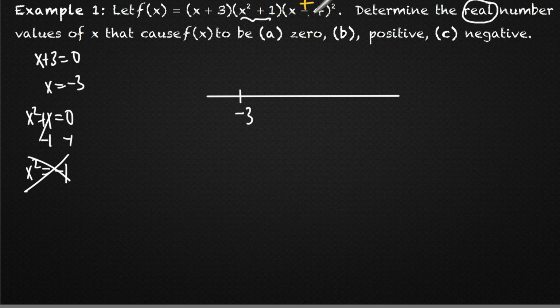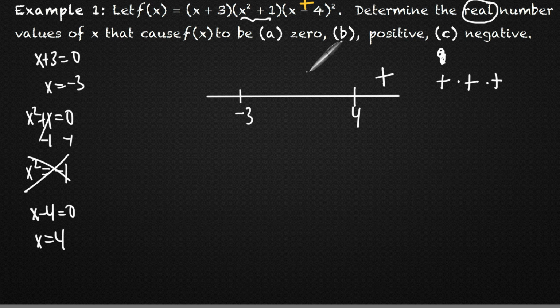Now, we're going to set the last one equal to 0, x minus 4 equal to 0, and we get 4. So that's going to be the next number we put on our number line. Now we're going to plug in a number bigger than 4 in this region, so we'll say 5. 5 plus 3 is 8. We've already determined that x squared plus 1 is a positive number, so it's a positive number times a positive number, and then 5 minus 4 is 1. That's also a positive number, so that's going to be positive.